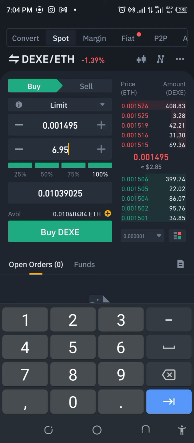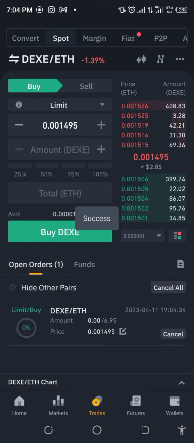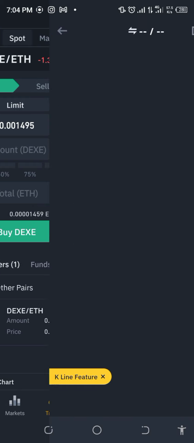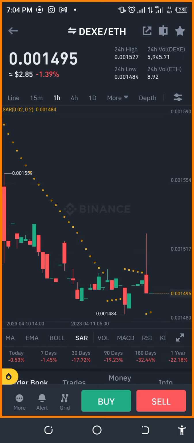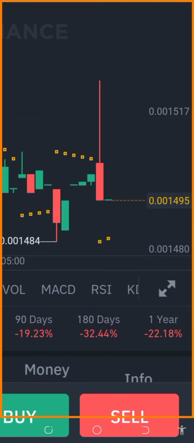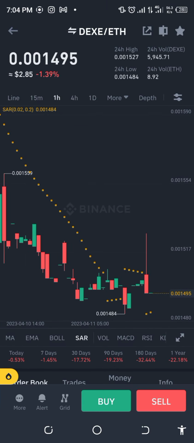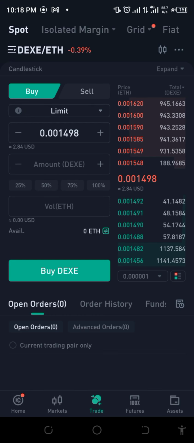Because I still want to have this as complete, let's just do it this way, okay? Let's hope that we can get this bought at this price. I can see that it just has to go down a little bit more. Once it goes down a little bit more, we'll be able to buy this. Let's just wait, and I'll be back to give you the results. See you shortly. All right, so I'm back.